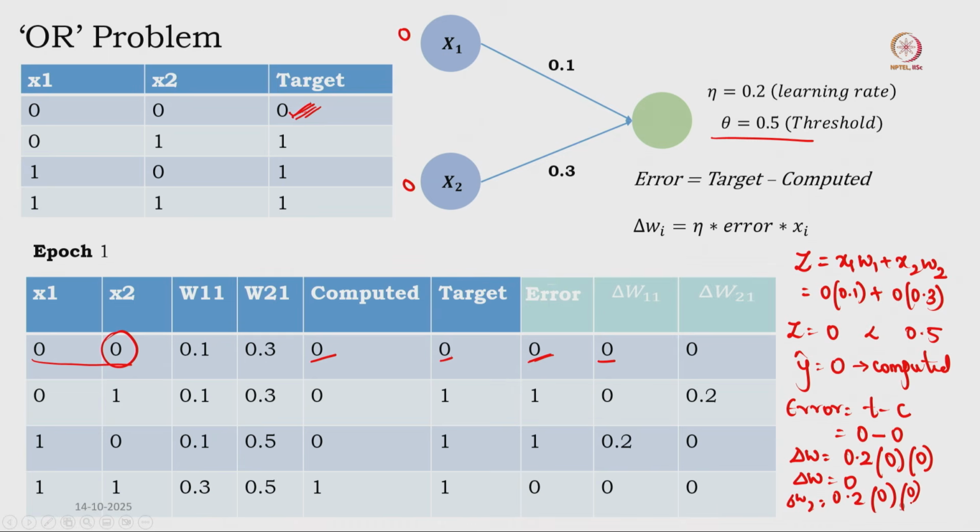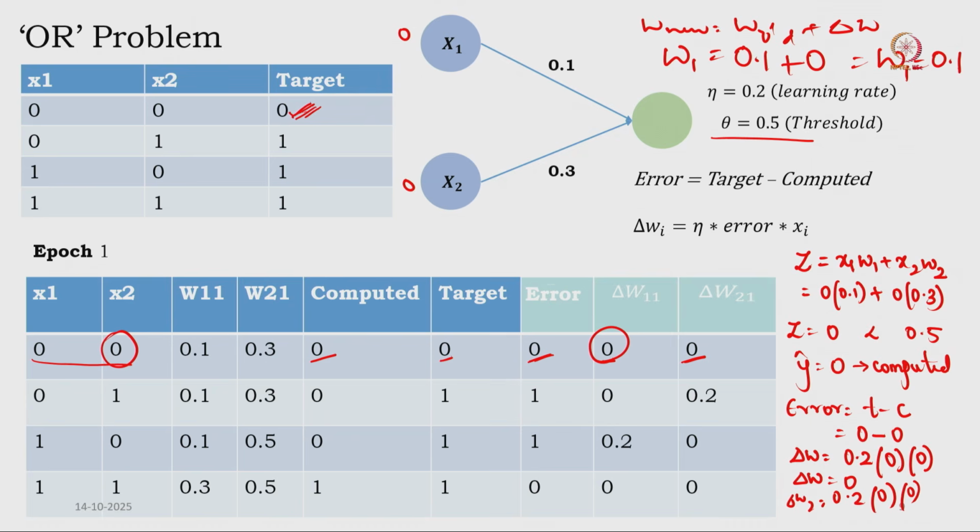Therefore, the delta W1 value we are getting is 0. Now, once we get this, what is the total complete formula? W new is equal to W old plus delta W. Now, when we are doing this for W1, what is the W1 old value? It is 0.1, and the delta W we got is 0. Therefore, the W1 value is still 0.1 only.